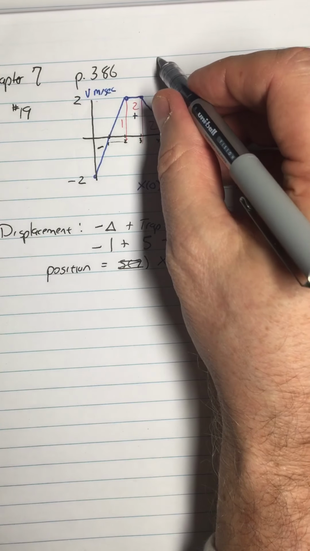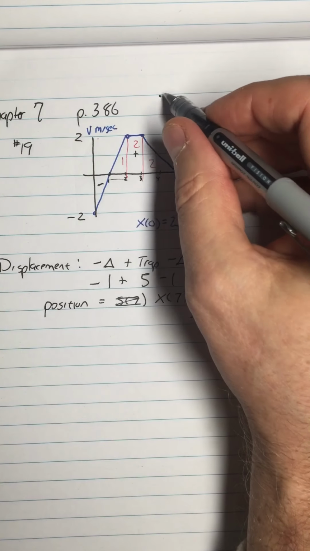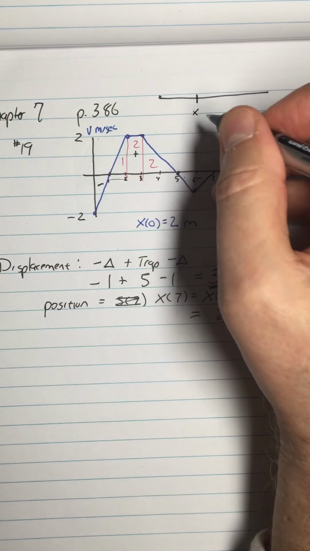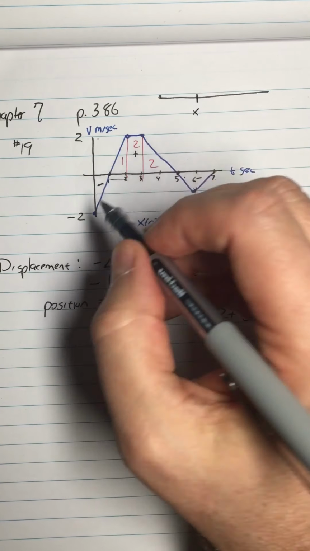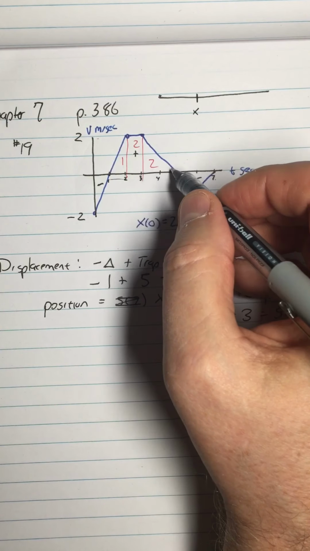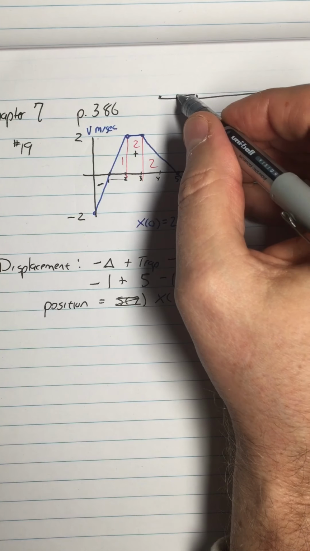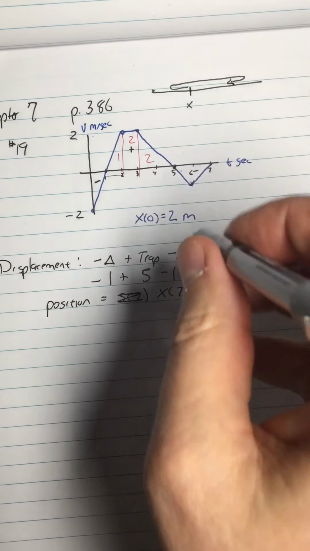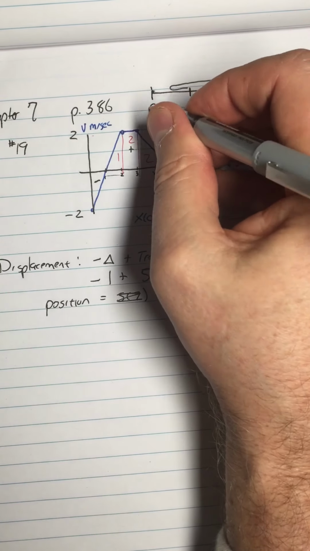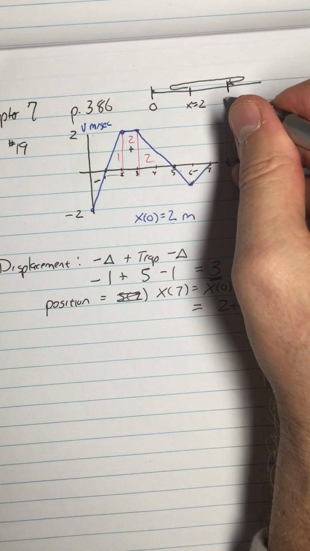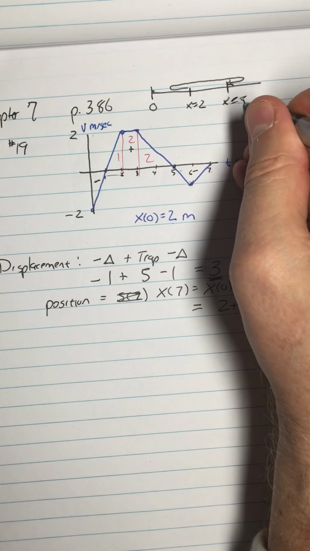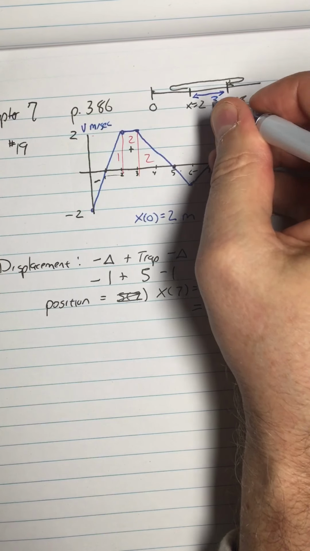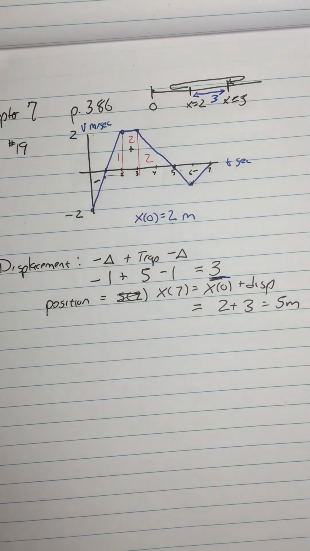So what happened to this object? If you think of this as an x-axis, this is a t-axis, so that's misleading. This is an x-axis. What happened was this object went to the left, and then it went to the right, and then it went to the left again. So it went left, right, left. But it started at x equals 2, and 0 is over here. And it ended up at x equals 5. So the actual displacement is 3. That's our 3 right there.